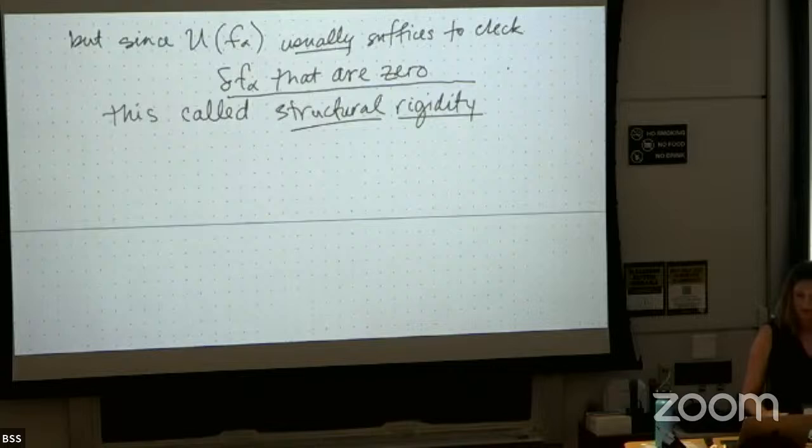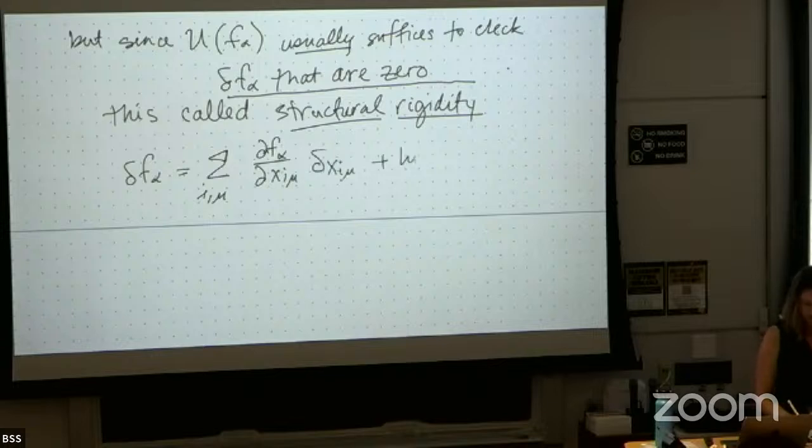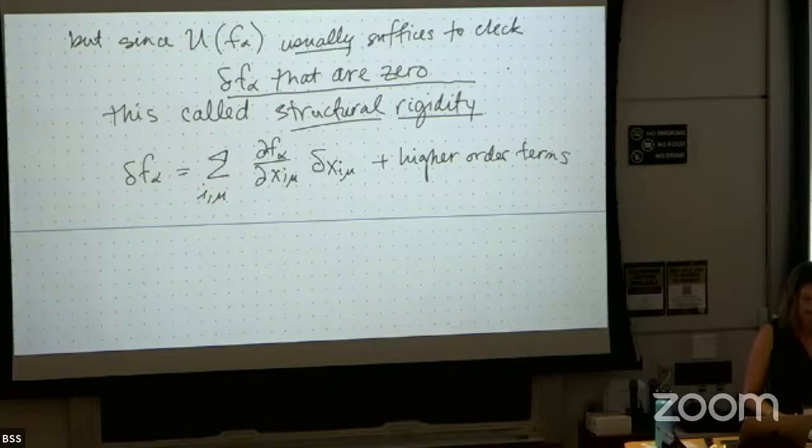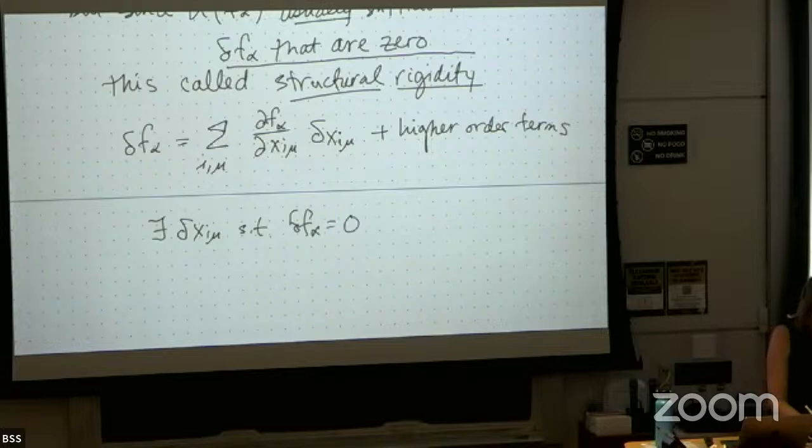So our goal is to write out this variation dF alpha. It's the sum over i and mu of the partial derivatives of these constraints with respect to the degrees of freedom, times that set of displacements, plus higher order terms. And the question we're asking, just to rewrite it in math, is: does there exist a dx_i^mu such that dF alpha equals zero? That variation was bad.